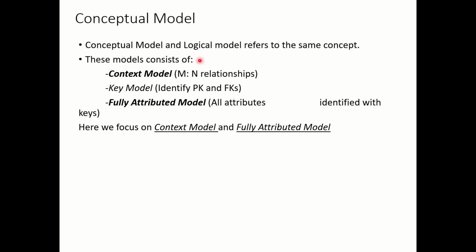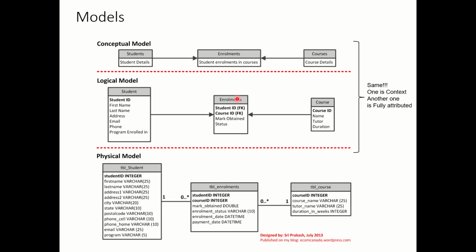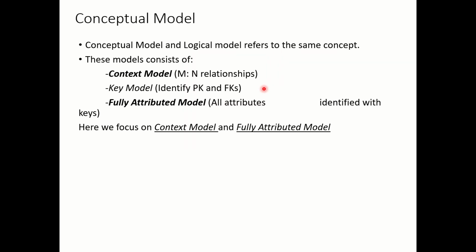So the conceptual model and the logical model refer to the same concept. Both of them are basically the same. Here they talk about what entities come into the picture. In the logical model, you are talking about the attributes as well. In the contextual model, you will be worried about just the relationships: what are the entities, and how are they related to each other?